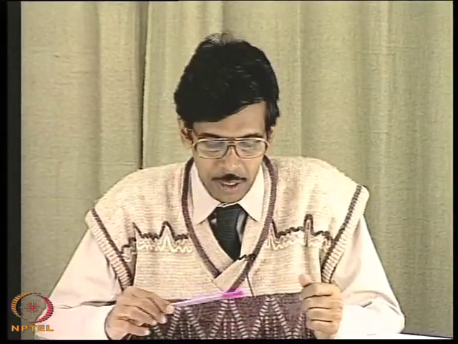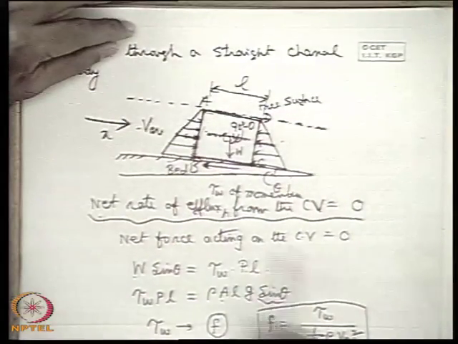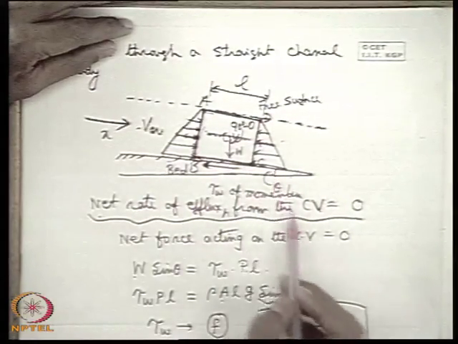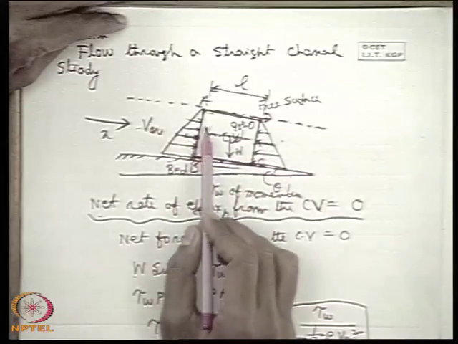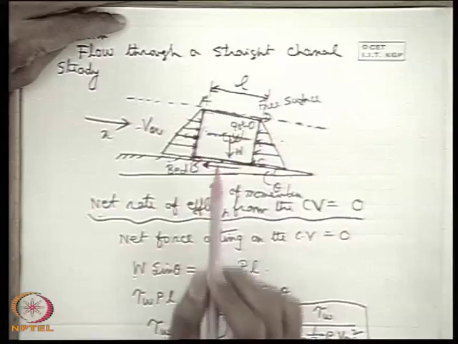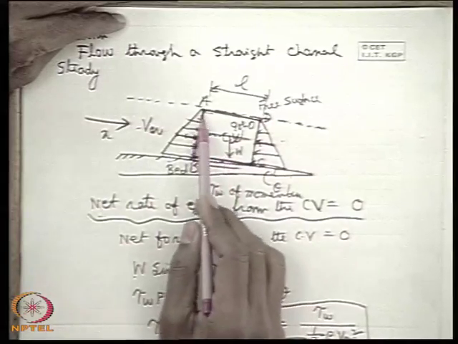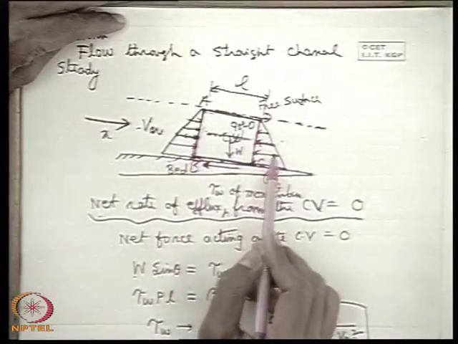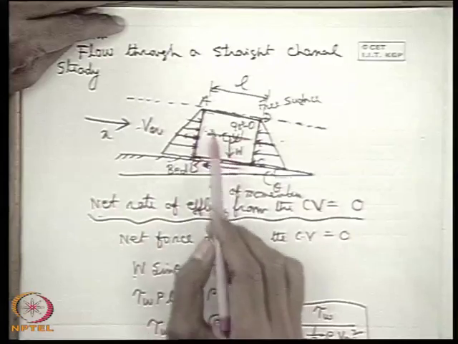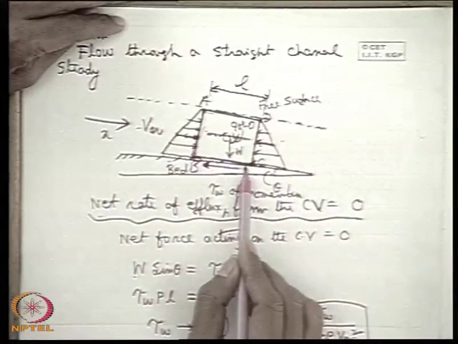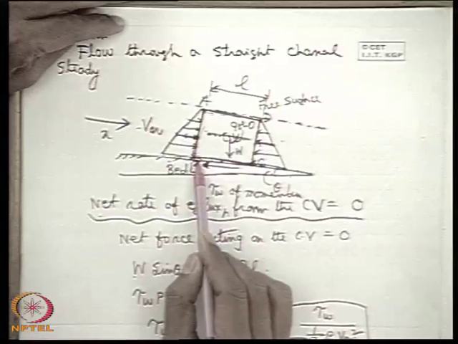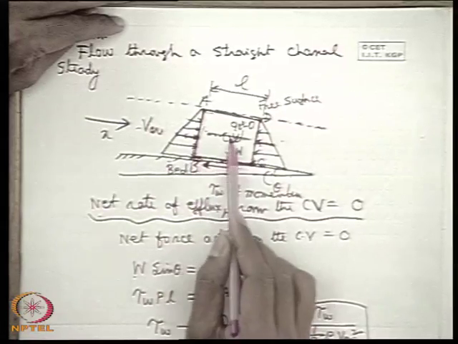So, if we recall the discussion, we considered a straight rectangular channel with a slope. This is the slope with the horizontal, this is the channel, and we took a control volume where we found that the pressure forces on these two surfaces balance each other. Therefore, the net force acting on this is the difference between the frictional force at the surface of the channel, that is the bed of the channel, and the weight.